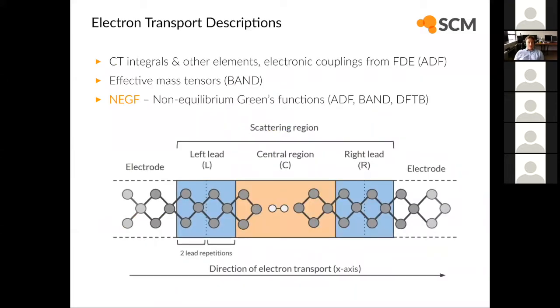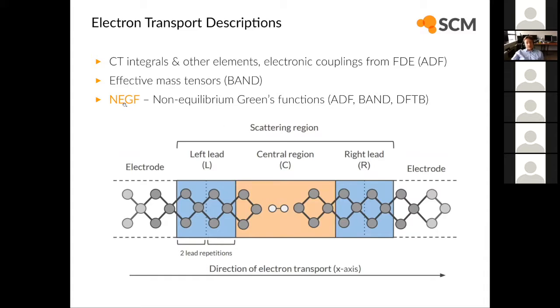Again, there are even more ways to simulate electron transport phenomena. Another one would be the implementation of so-called effective mass tensors in bands. So basically, starting from the curvature of the band structure, one is able to derive an effective mass tensor, which means one is able to derive electron transport phenomena and charge mobilities in a crystalline material in different directions.